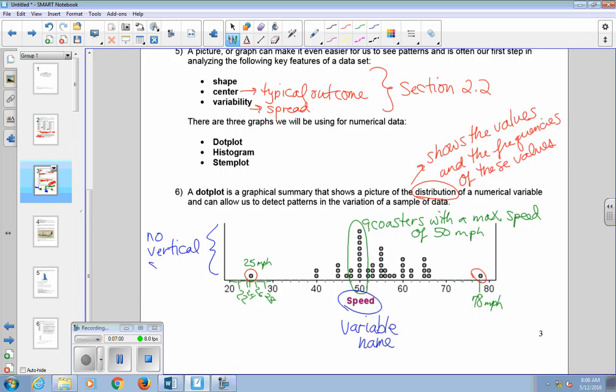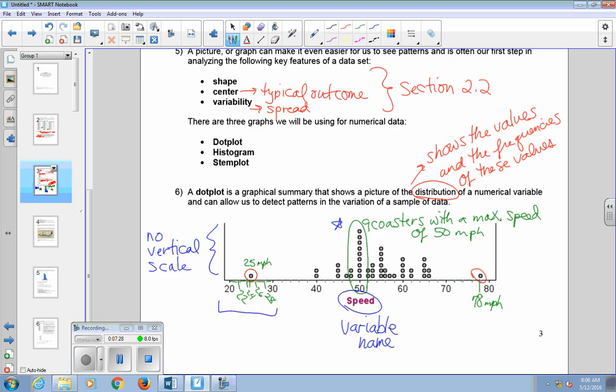The reason for that is that the height of these piles tells us what the frequency is. The number of dots above a specified speed tells us how many roller coasters have that maximum speed. So again, here's our example. We have 9 coasters with a max speed of 50 miles per hour, and the number of dots in that pile tells us that. Next thing on the list, the axis uses a consistent scale.